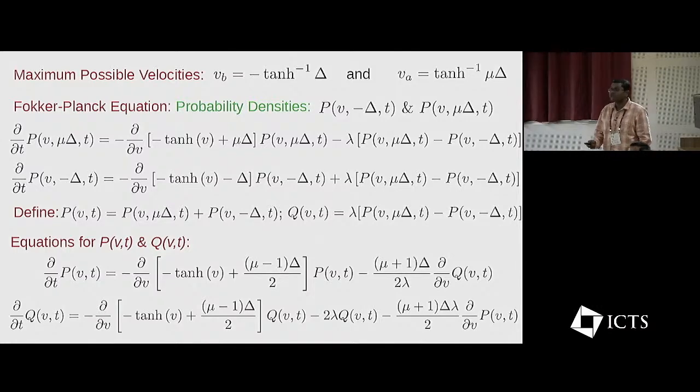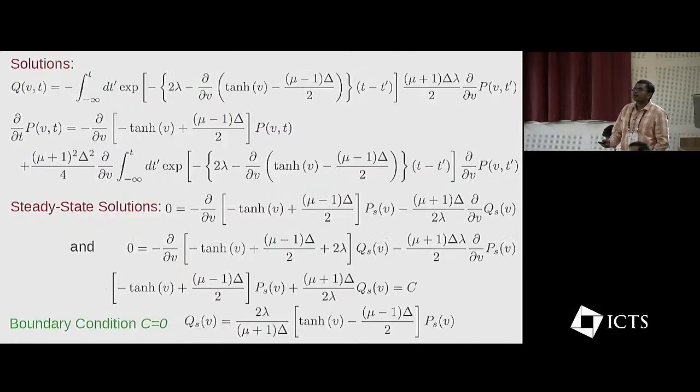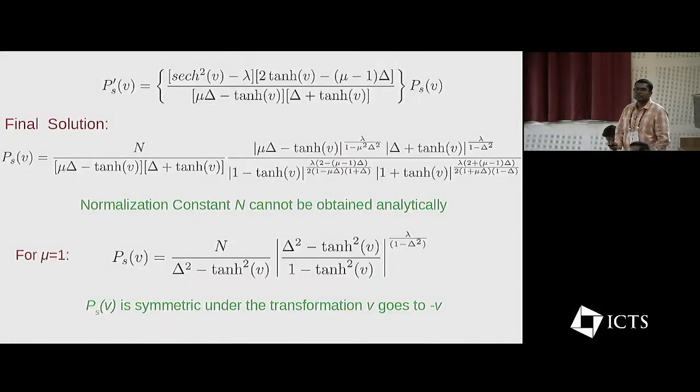I am not going into the details of the method. Eventually I ended up with this form of the steady state velocity distribution function. Here n is the normalization constant, which I cannot obtain analytically because the integration of PS(V) doesn't have a closed form. For mu equal to 1, that is, the symmetric active force, the form of PS is like this. And as expected, this PS is symmetric under the transformation V goes to minus V.